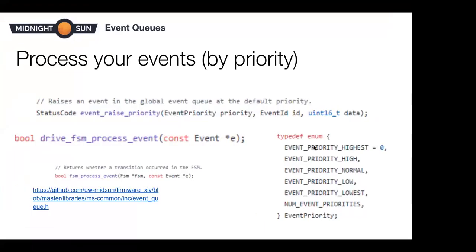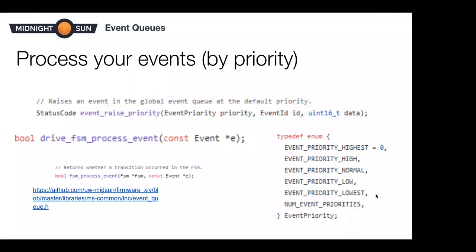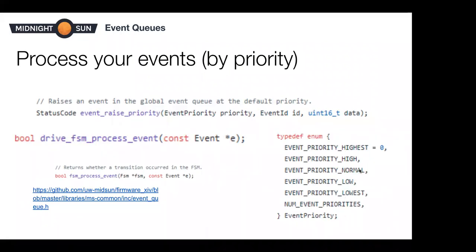Events also have a priority, which is one of these, event priority highest through lowest. So it's actually a priority queue if you've taken data structures and algorithms. The event with the highest priority will take priority over events that are lower priority, and it'll be processed first.